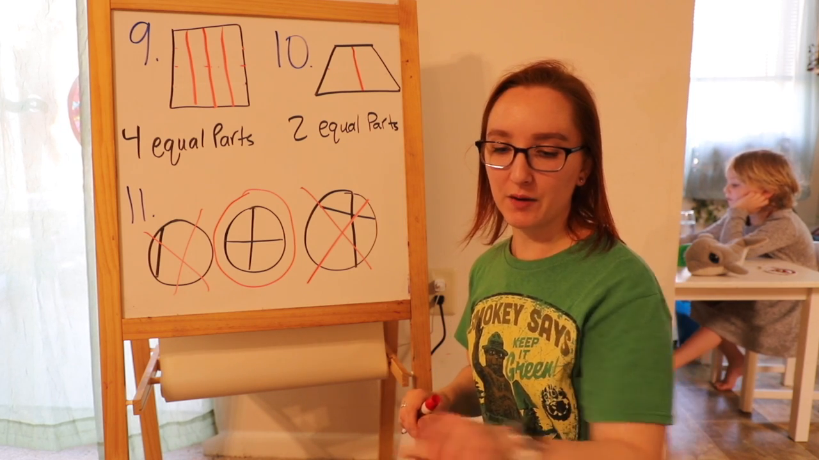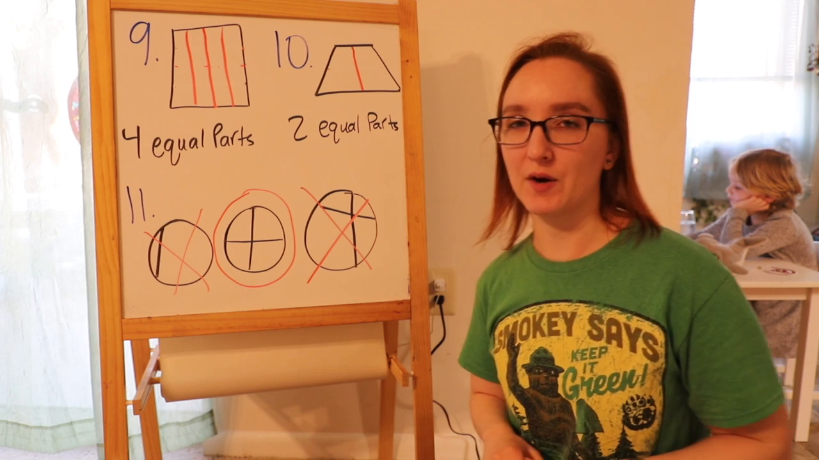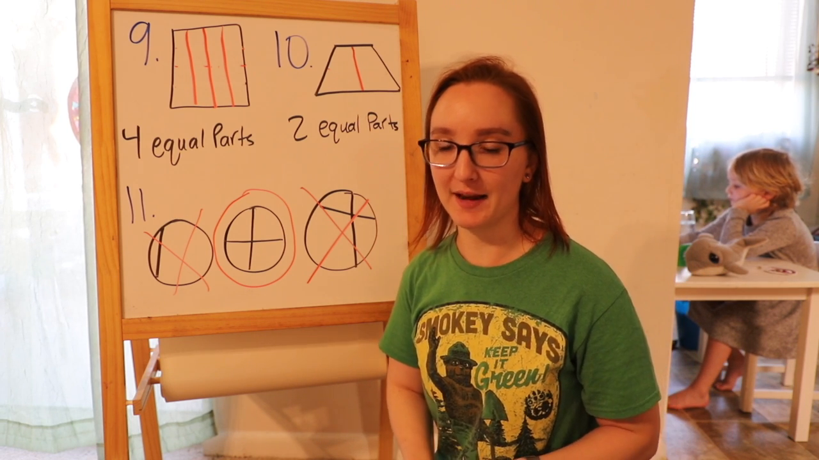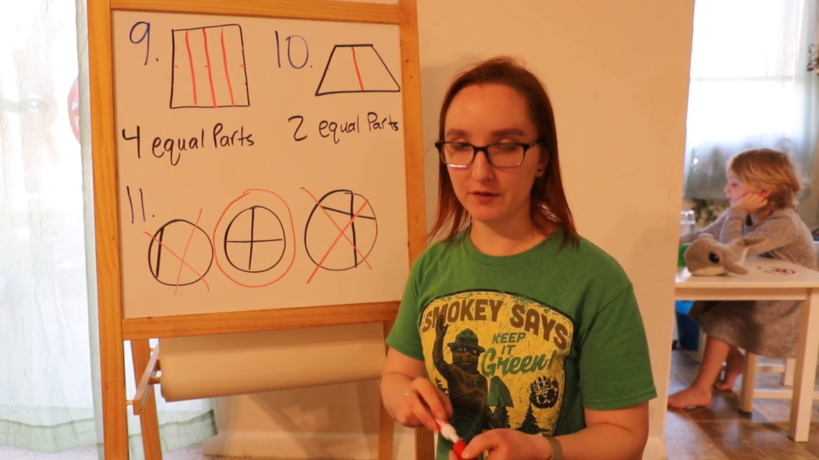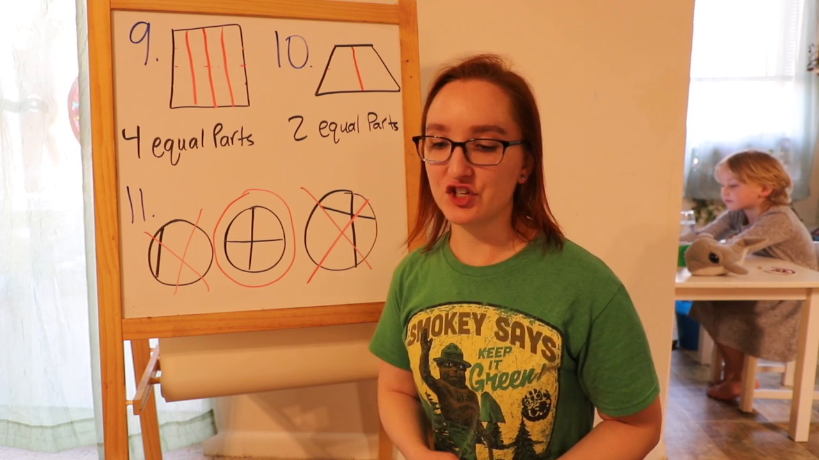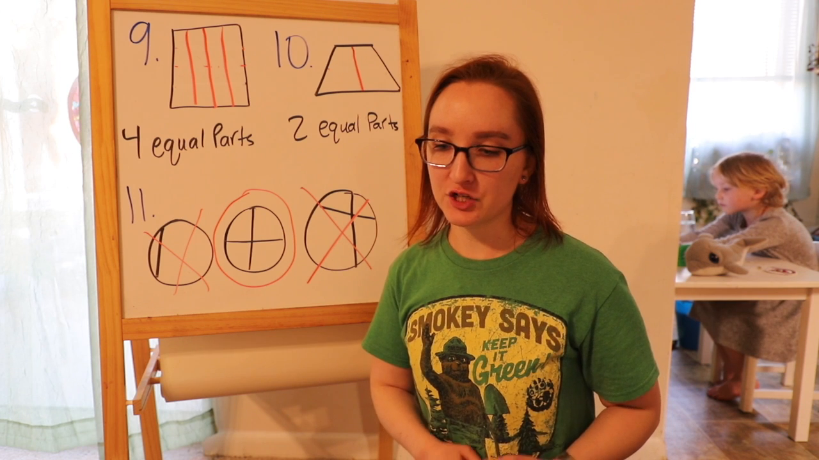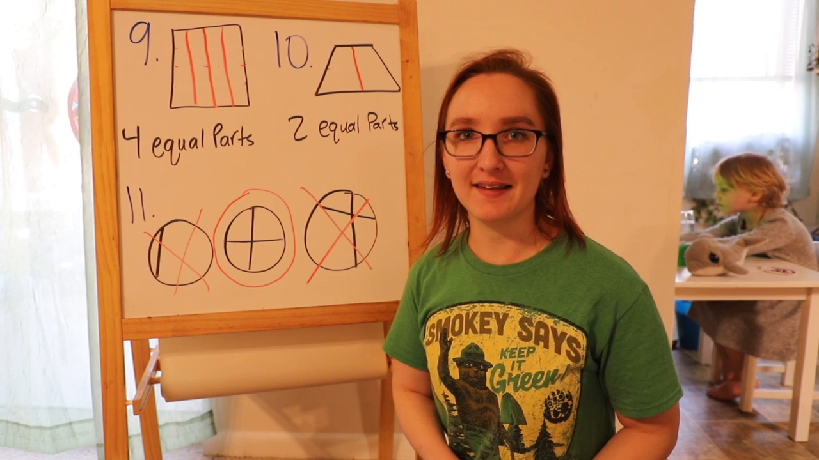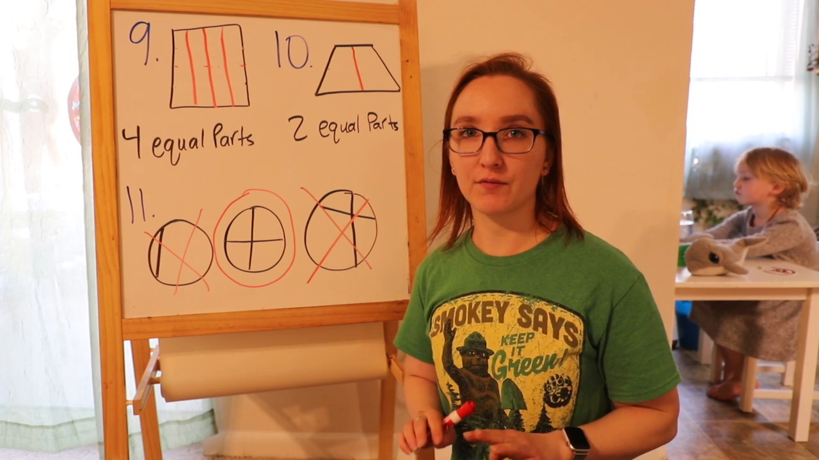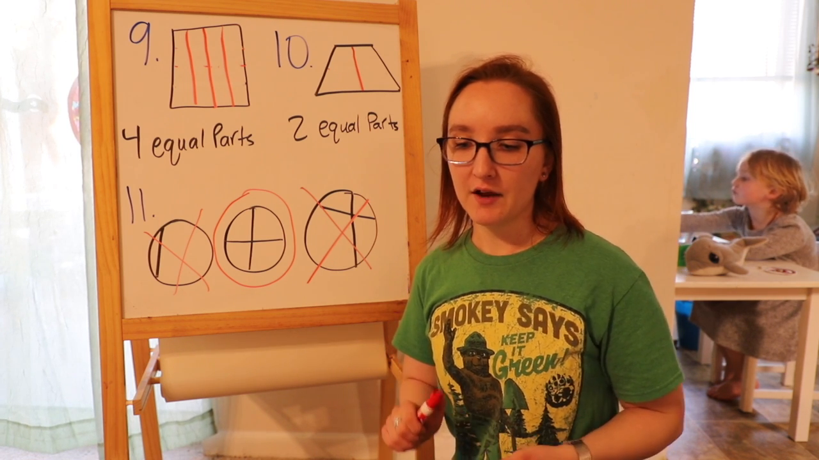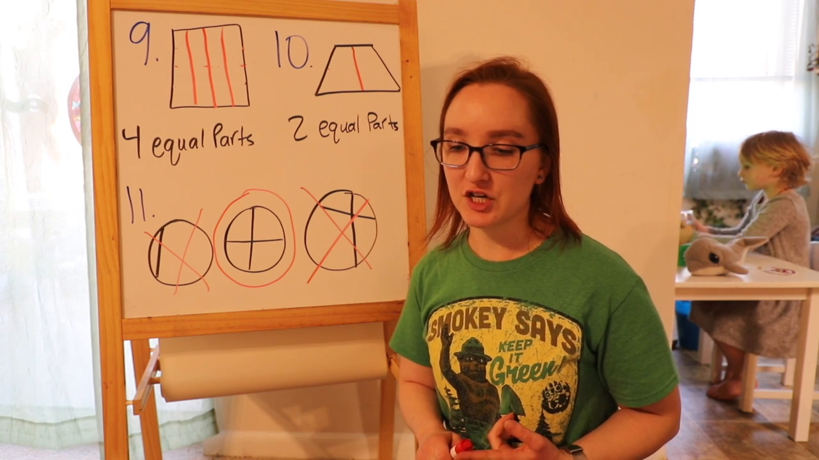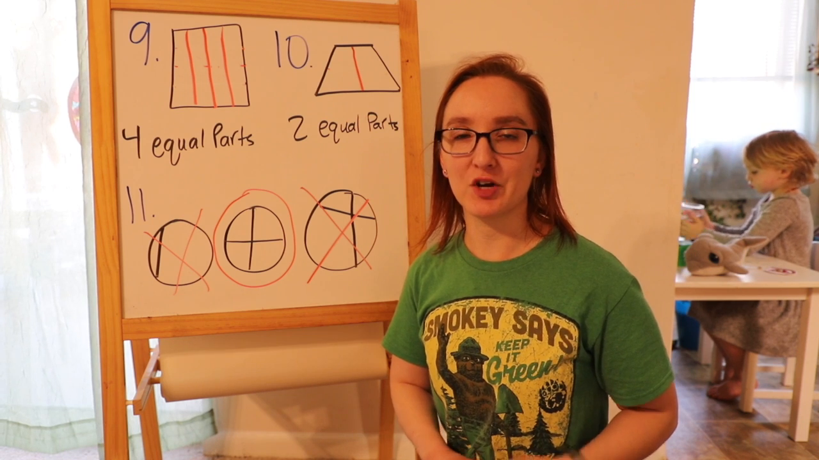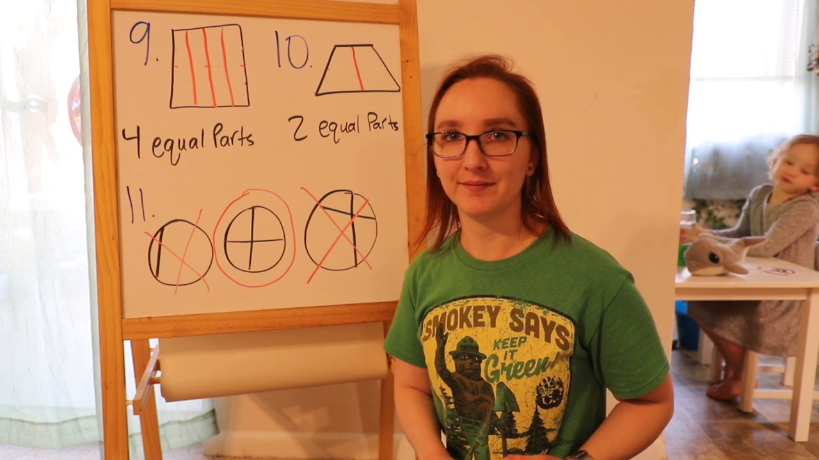All right, when you are all finished with that, I want you to start working through problems 12, 13, and 14 on the next page. Problem 12 says, Jasmine cuts her sandwich into 2 equal parts. Circle Jasmine's sandwich. So you have 3 sandwiches pictured up there. Remember, Jasmine cuts her sandwich into 2 equal parts. Circle Jasmine's sandwich. Which one is that one going to be?